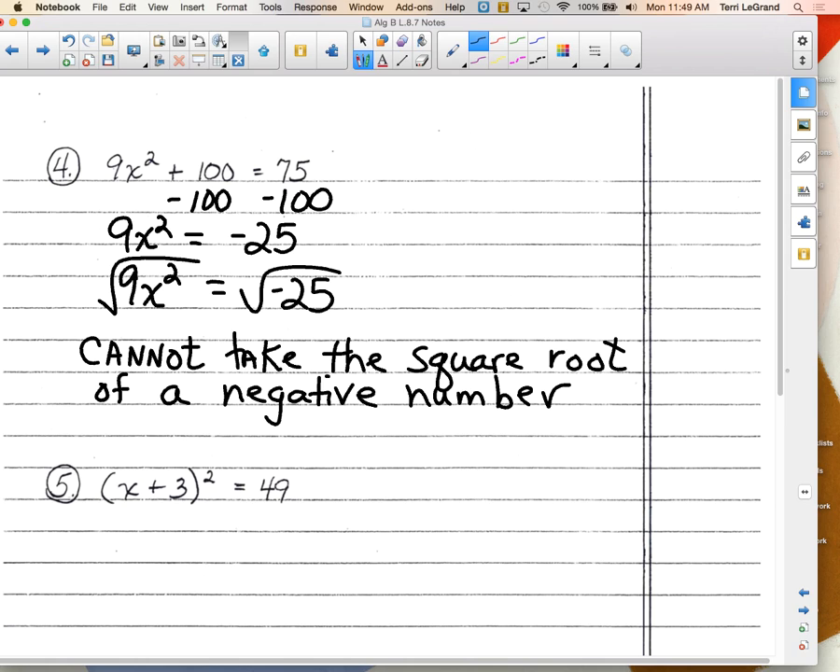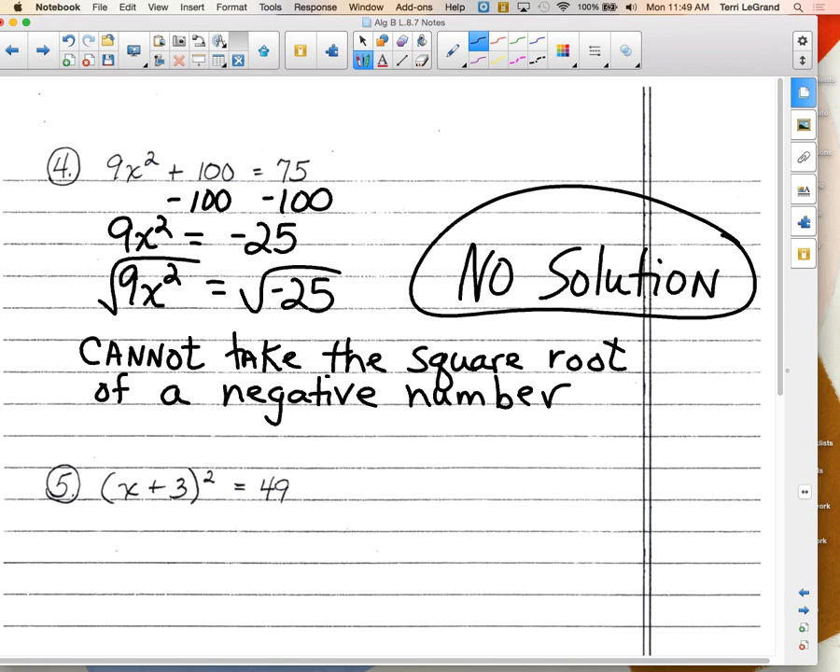Well, if you cannot take the square root of a negative number, what does that mean? No solution. We have to have an answer. What is the solution? Well, there aren't any x values that make it true. There are no places it crosses the x-axis.